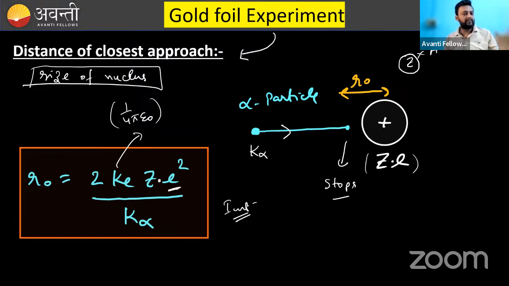Based on this gold foil experiment, Rutherford did two things. He made an atomic model, in which electrons were revolving in a circular orbit. But there were a lot of problems with that model, the Rutherford model. So your task is to identify the problems in the Rutherford model. This is a class 12th question and you should know that because it may be asked. Now moving further.